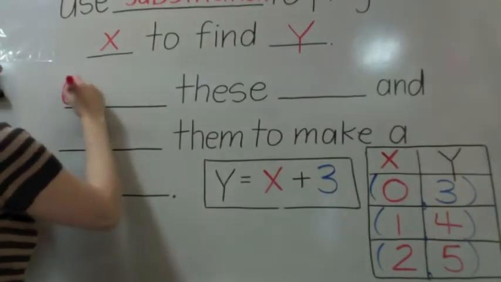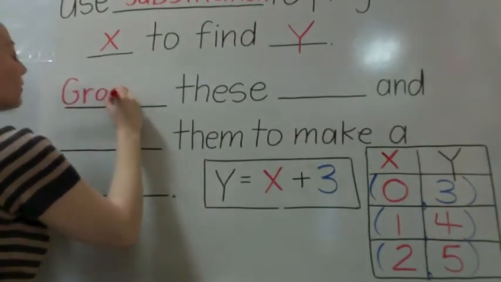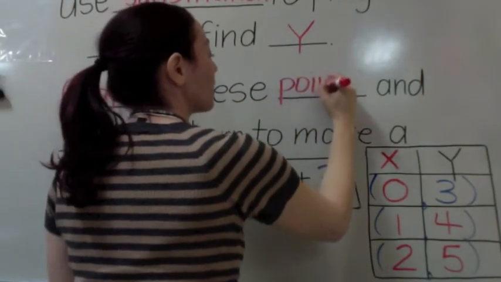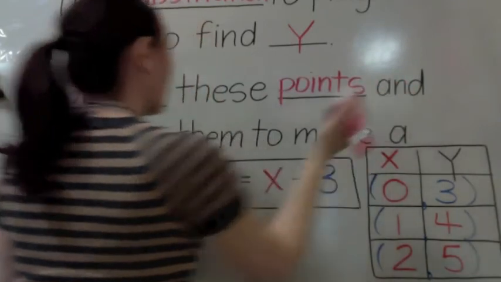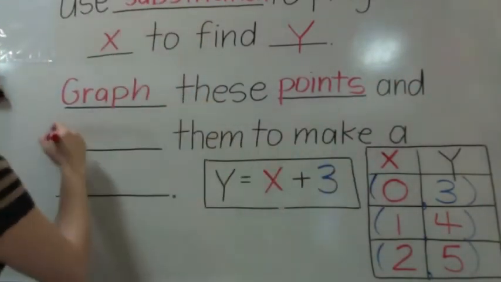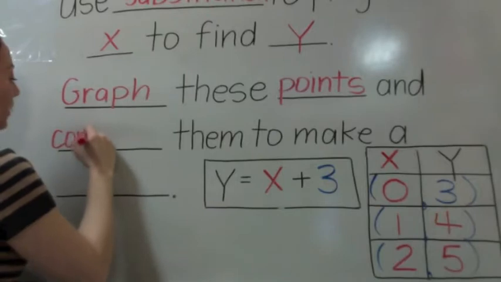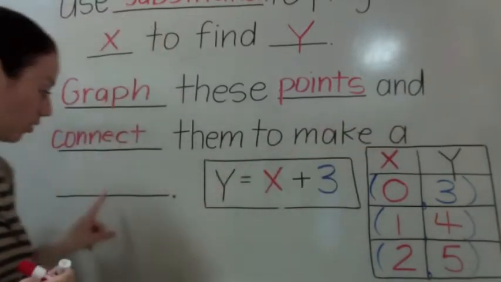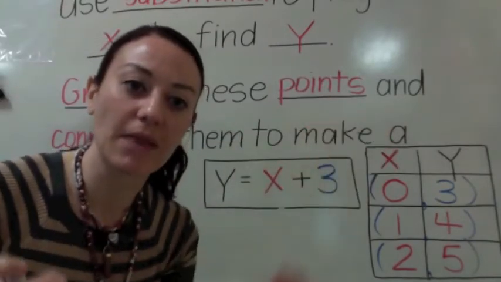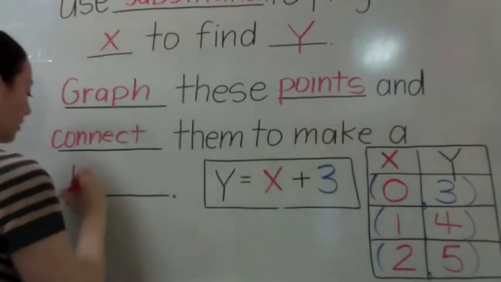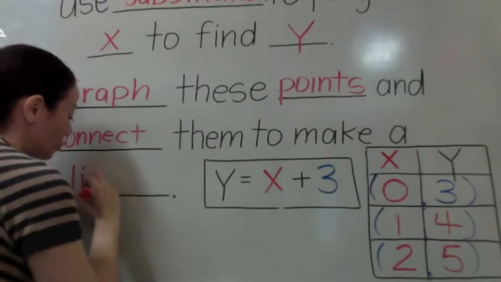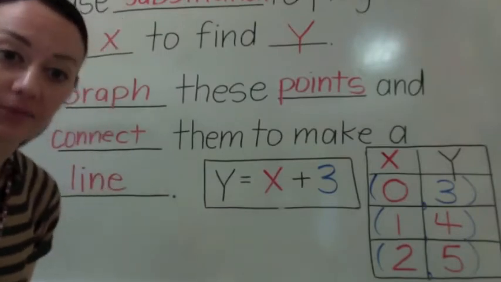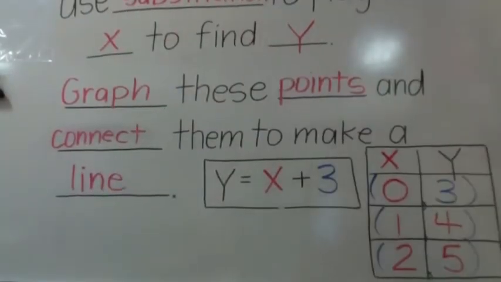So graph these points, coordinate points, just like we learned last week. And we're going to connect them. It'd be great if you could do it with a straight edge or a ruler to make a, what can you make when you connect points? You can make a line. Very good. And you only need 2 points to make a line. Okay? But here we're going to use at least 3. Okay? So go ahead and get that down.